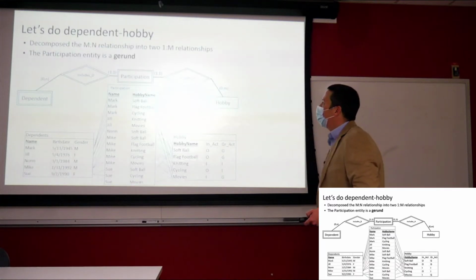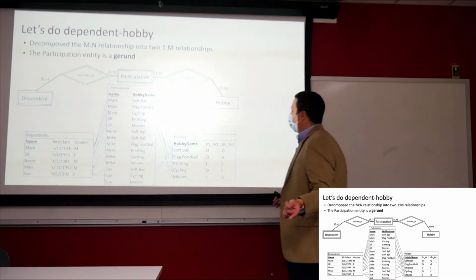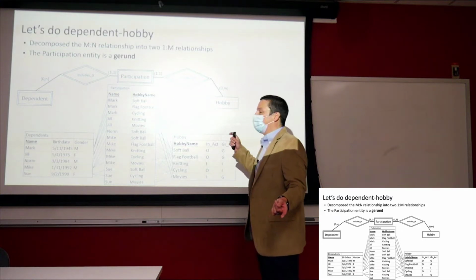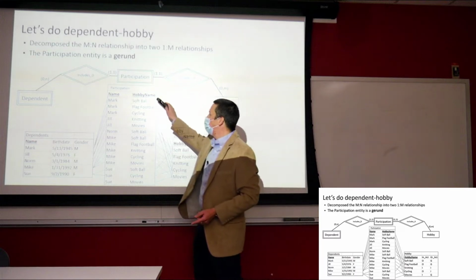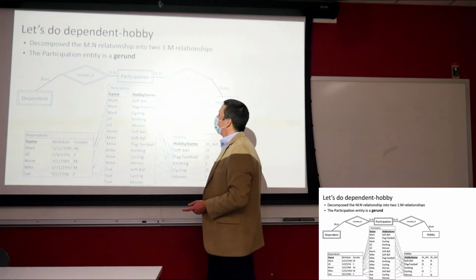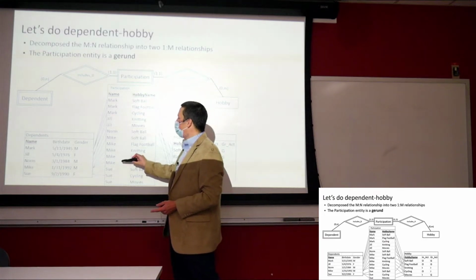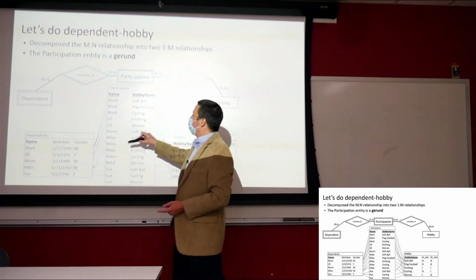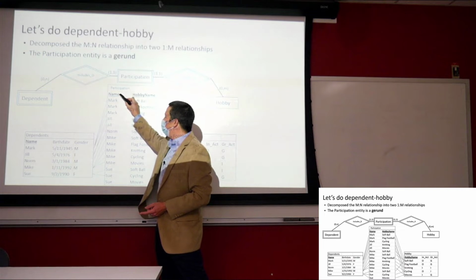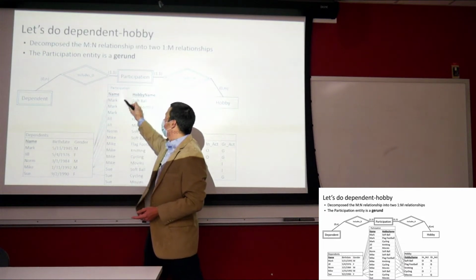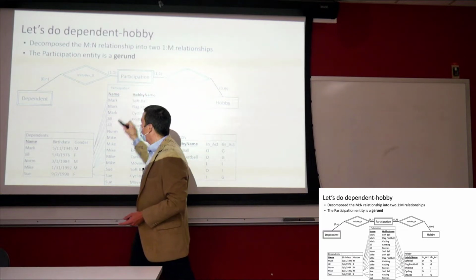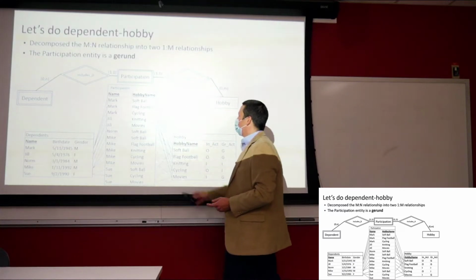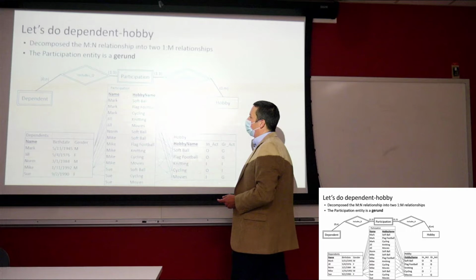Lots of redundant data. So what we can do to be better is to decompose this many-to-many relationship into two one-to-many relationships using a special type of entity called a gerund. In the gerund, we're going to take the primary key of each of the tables in this one-to-many relationship and put those values in this table. And so now name, our primary key from dependent, is going to be a foreign key that links this participation gerund to the dependent table. And hobby name is going to be a foreign key that links this participation table to our hobby table, okay?